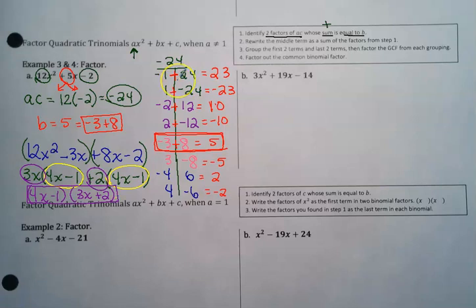Again, you don't have to show all of this factor tree and things. You can think about that in your brain, go from there. But let's try this with b. So again, first of all, we have to multiply our a and our c together. So our a is 3 times our c, which is -14. All right, 3 times -14, what is that? -42, right? So this should equal -42.